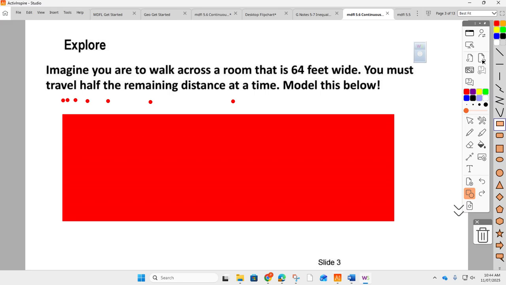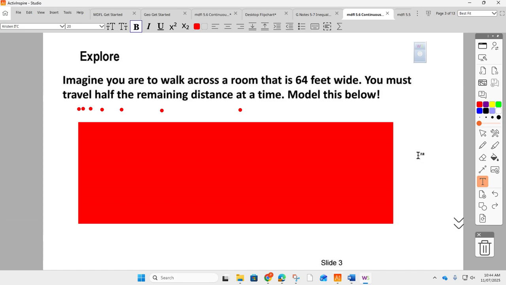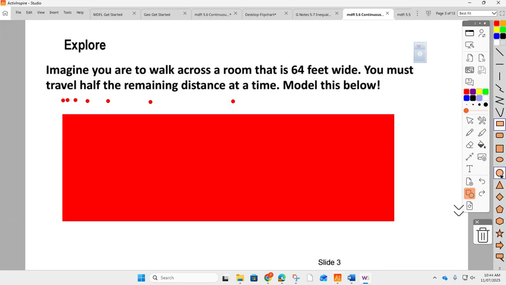Imagine you're walking across a room that is 64 feet wide. You must travel half the remaining distance at a time. Model this below. This is my model. I don't know how y'all are going to do it, but this is my person here. Oh, I'm going to have fun. I didn't do this earlier in the day.